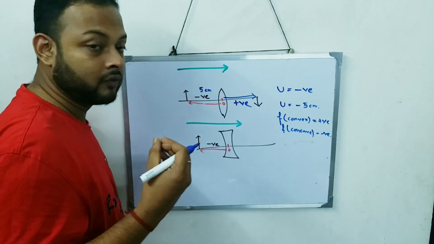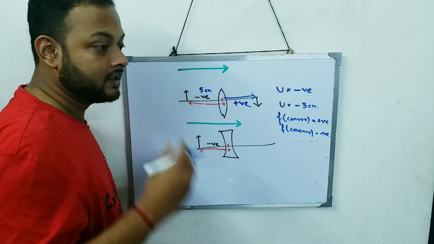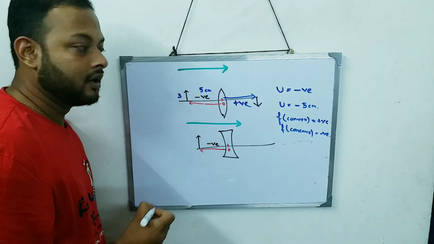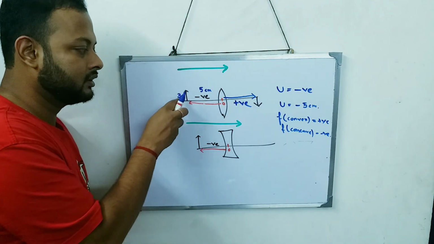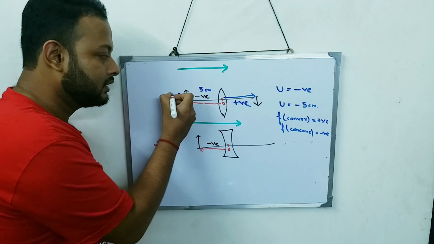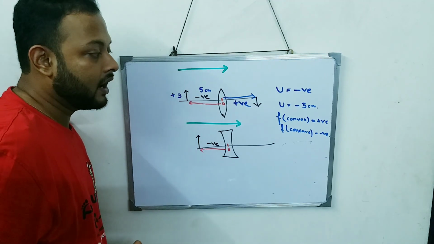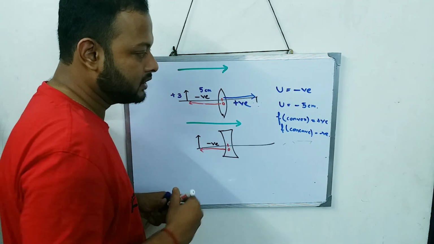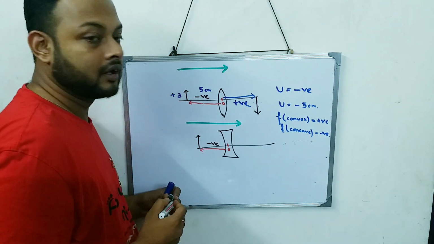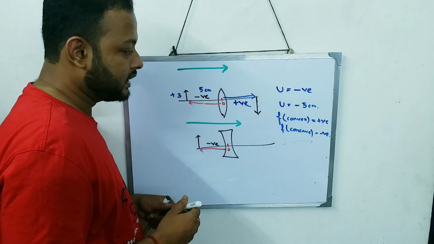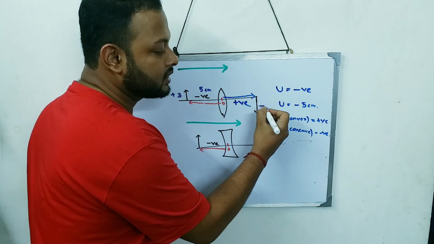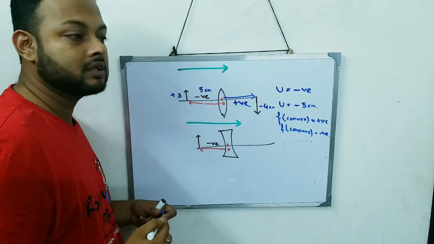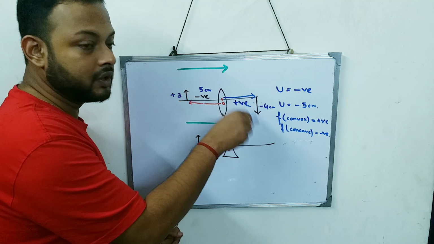And what is the fifth rule that you have to know? The distances which are measured above the principal axis, suppose this distance is 3 centimeter. If it is above the principal axis, as you can see, this object is above the principal axis, that is taken as positive. And the distances which are measured below the principal axis, suppose this is my image, and image is something like this, and this distance is taken as negative. Suppose this distance is 4, we take that as minus 4 because it is below the principal axis.